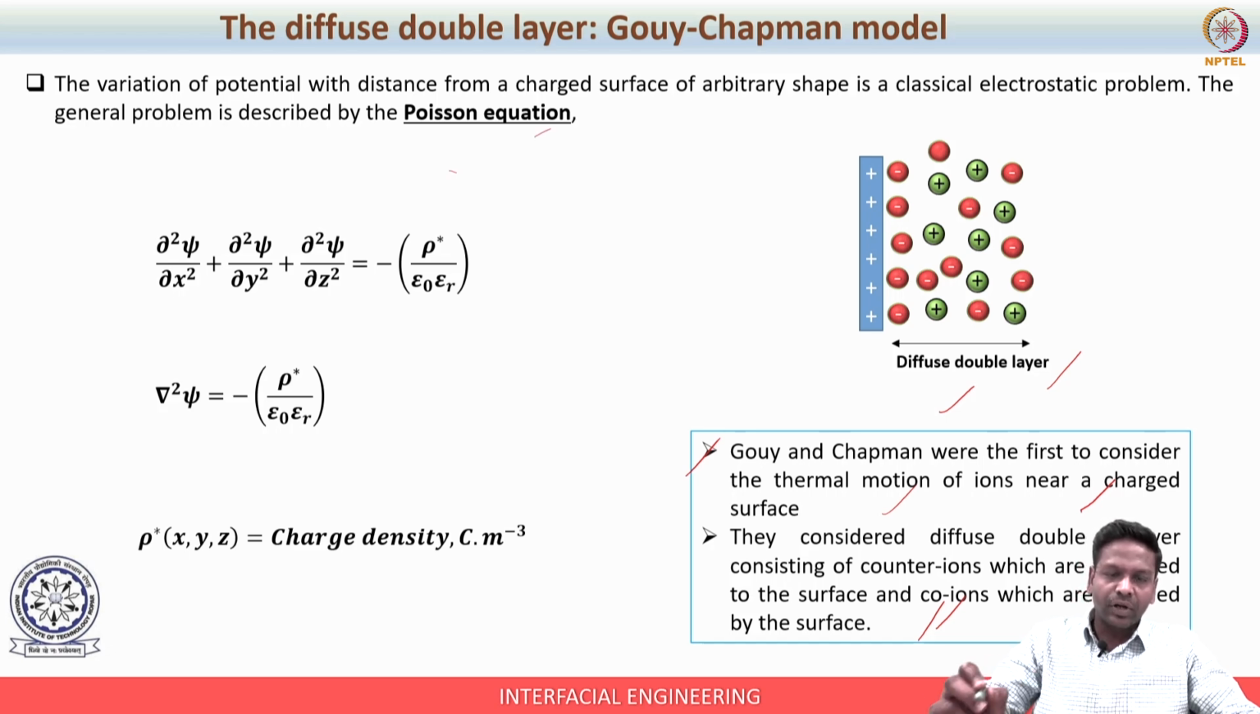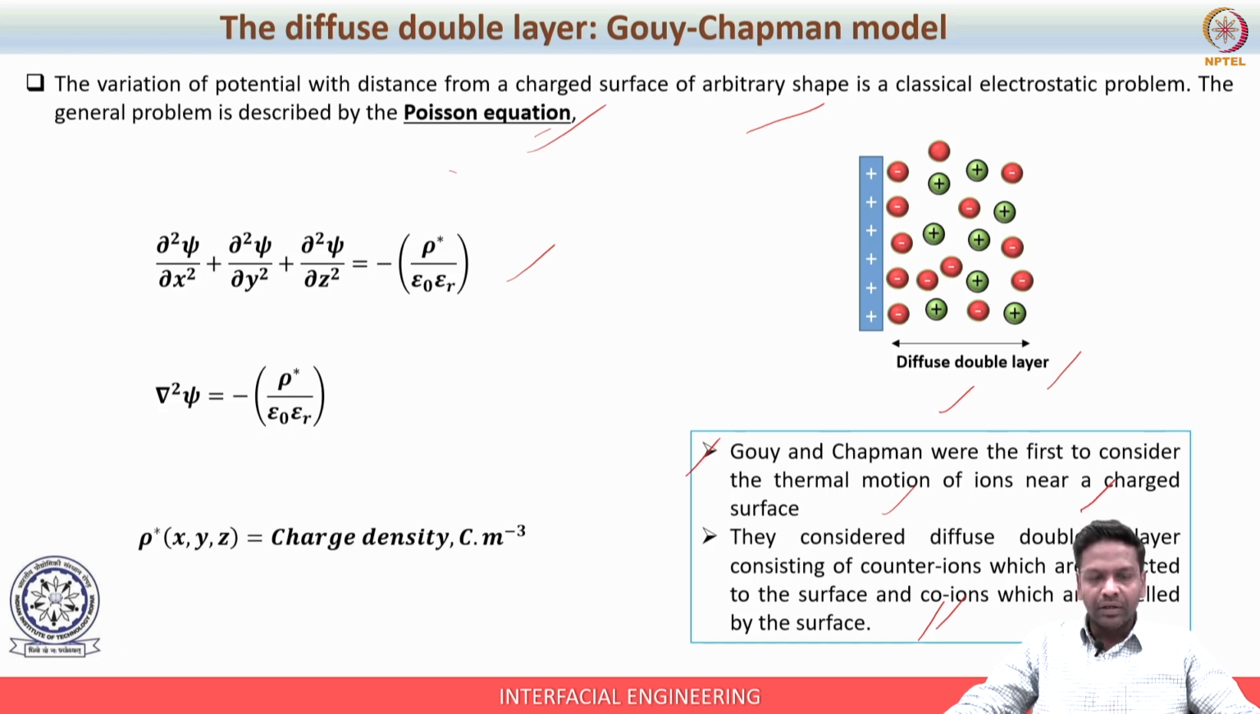So for the variation of the potential with the distance from a charged surface, now we are going to talk about any arbitrary shape. We are not only going to deal with the parallel plate. For any arbitrary shape, we know from a classical electrostatic problem there is something called the Poisson equation, which describes the variation of potential with the distance, right? So this is going to be our starting point.